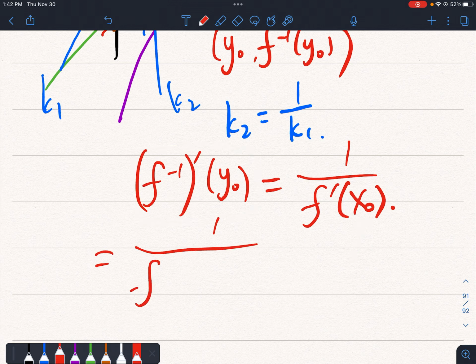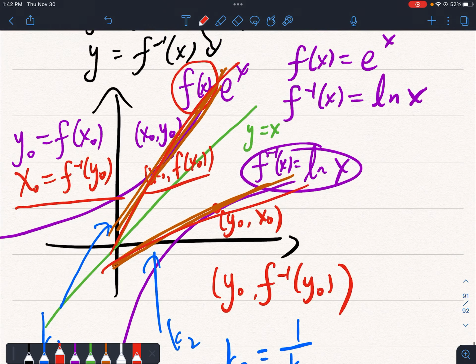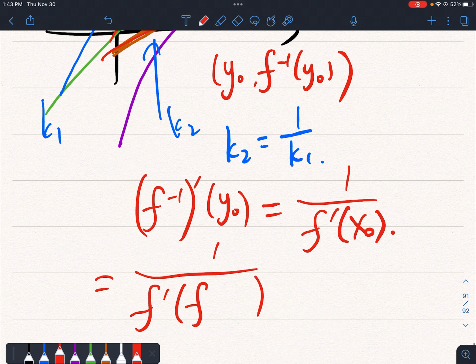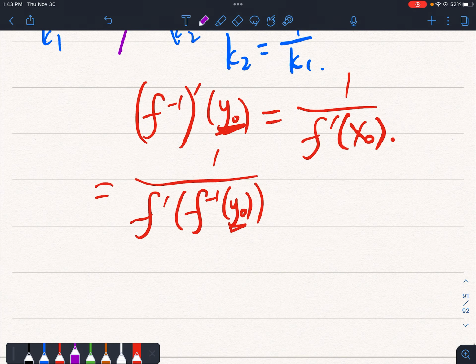Now, what if we want to find just this value? We don't want this x naught. We want to find what is x naught. So what is x naught? X naught is, as I said, f inverse of y naught. So then this is f prime of f inverse of y naught. And this is true for any y naught, right? I mean, in the domain of f inverse or in the codomain of f.